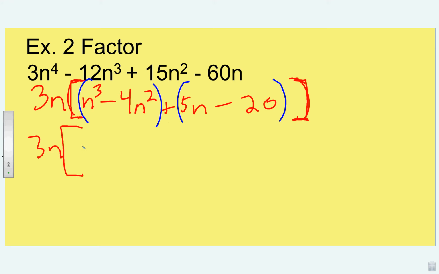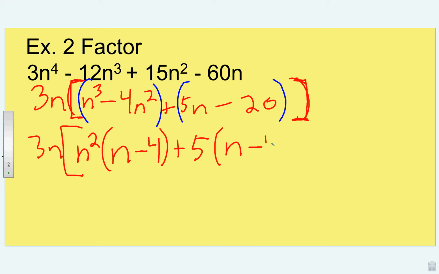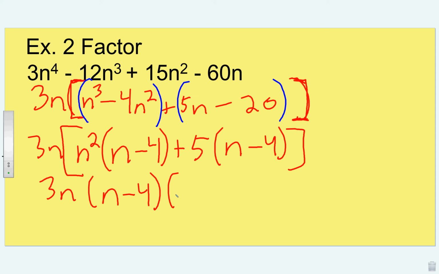Then what's in common there? n squared. So I'm left with n minus 4, good, plus, I pull out what? 5, and I'm left with n minus 4. Ding, ding, ding. And so now I have 3n, and then I have n minus 4, and I have n squared plus 5.